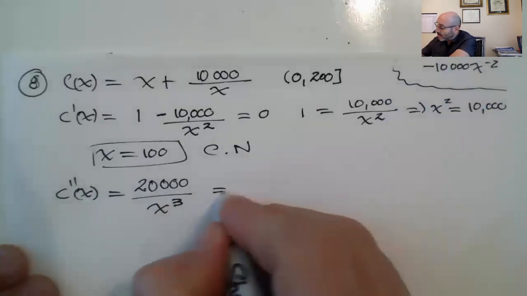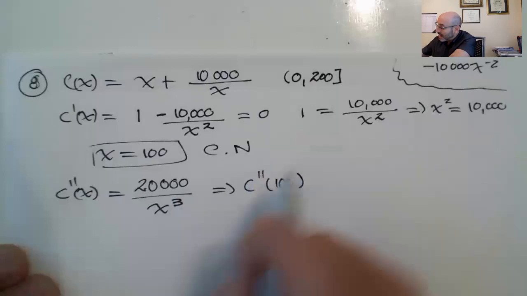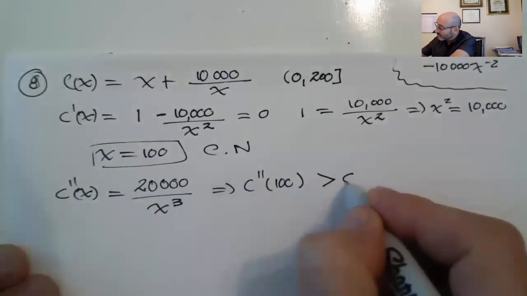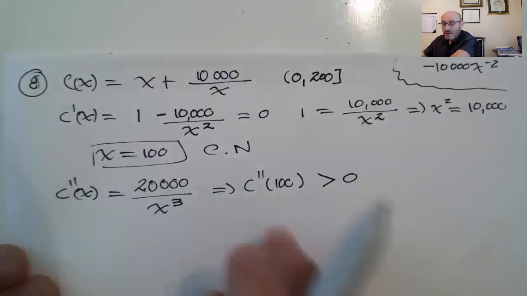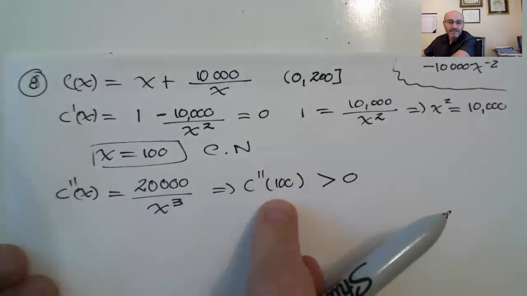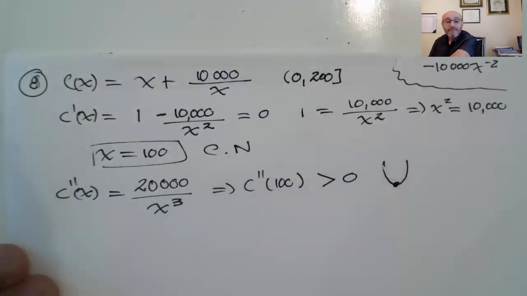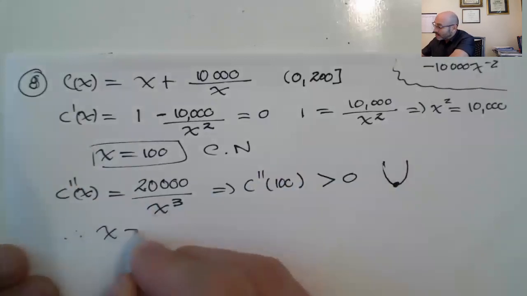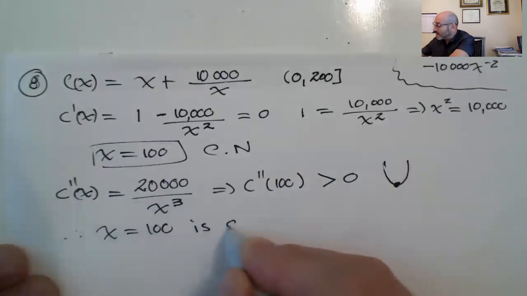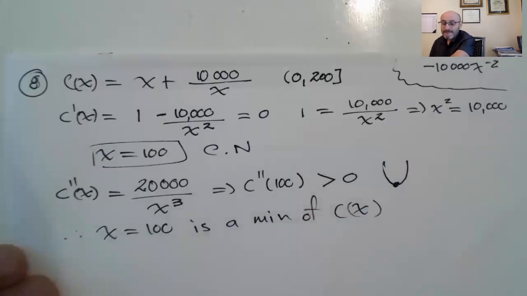Now, if I plug this value into my second derivative, this is going to be positive because you're going to divide 20,000 by 1,000,000. That's positive. So since the second derivative is positive, how is my function? Concave what? Up. So that means that I have a minimum. So based on this, therefore, x equals 100 is a minimum of the cost function, right?